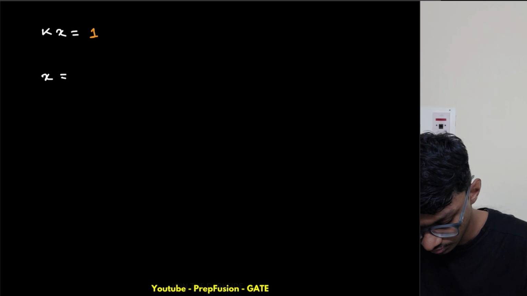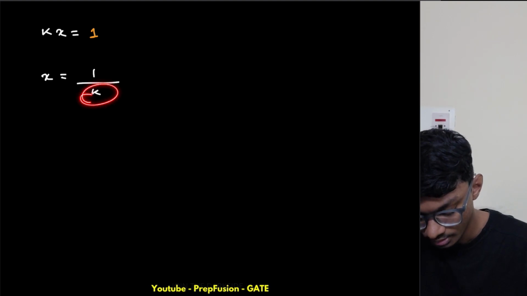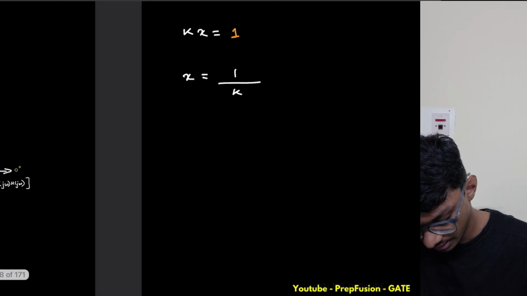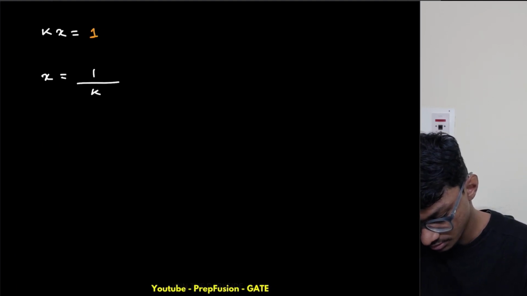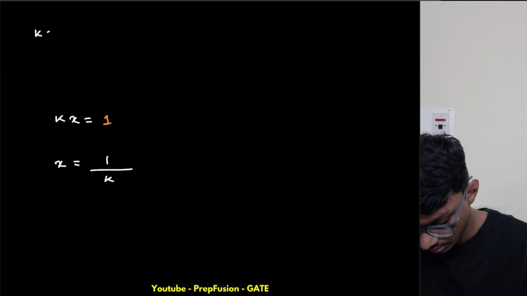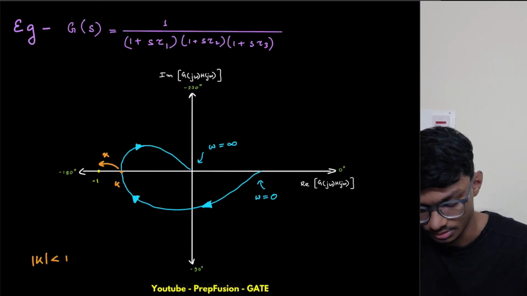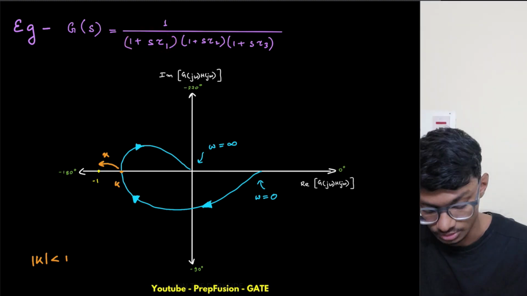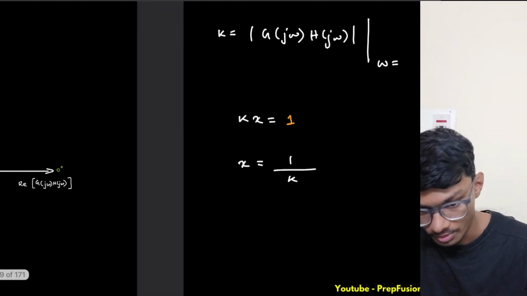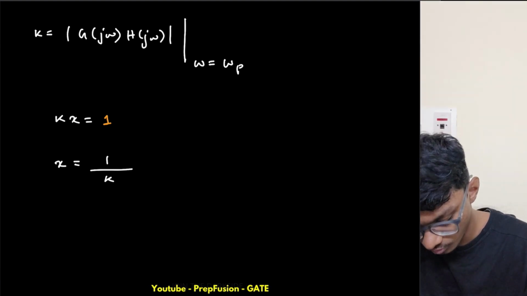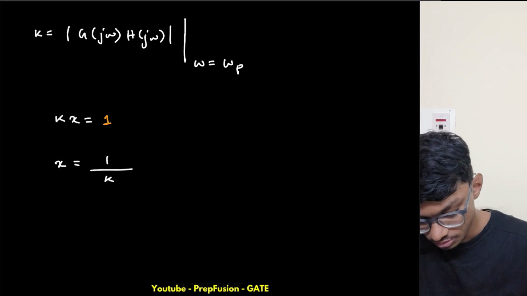X equals 1 by k. Okay, what is this? What is k? Let me write here. K is the magnitude of G(j omega) into H(j omega), basically the OLTF at omega equals omega p, basically at the phase crossover frequency. So when my angle is -180 degrees, this is what my k is.